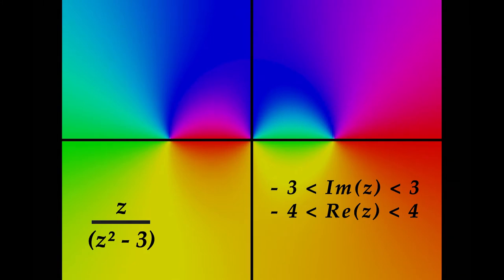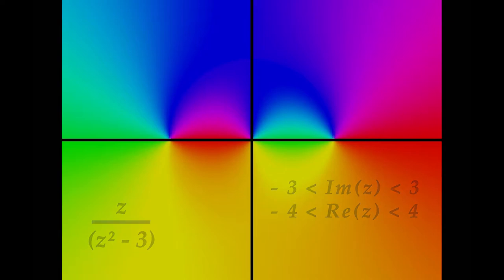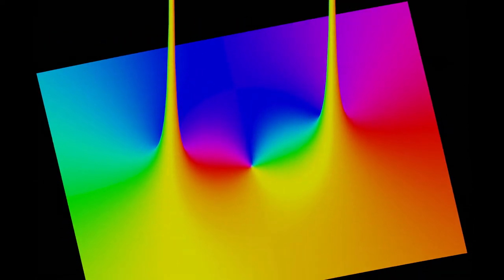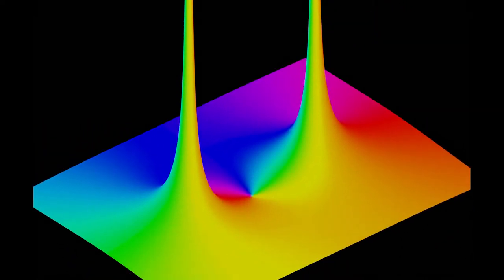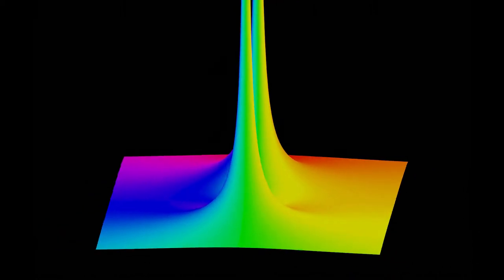Here's the colored plot for the function z over the quantity z squared minus 3, the function from the beginning of the video. From this image, we can determine the phase of our outputs, but not the absolute value. In order to visualize the absolute value of the outputs for this function, one thing we can do is utilize the third spatial dimension. Now, the z-axis represents the absolute value of the outputs.